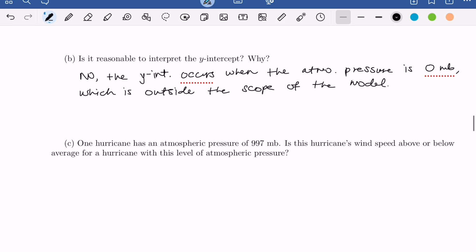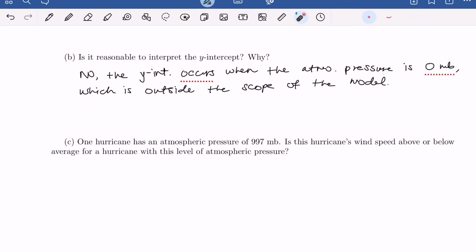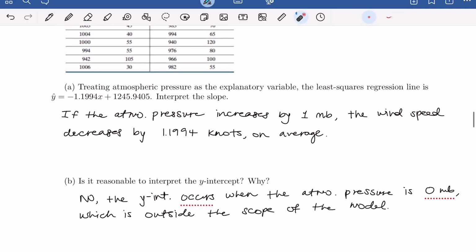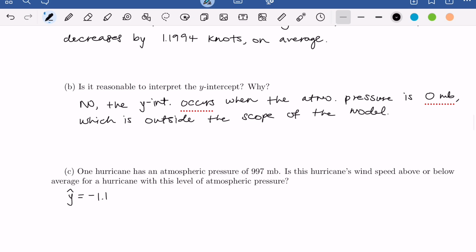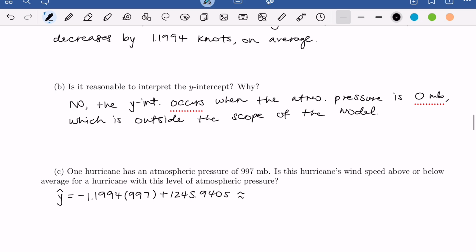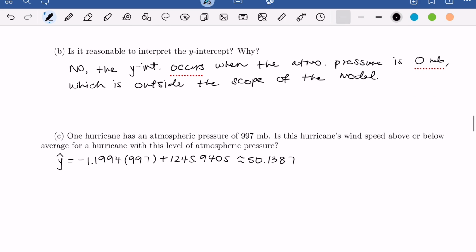All right, and then lastly, for part C, one hurricane has an atmospheric pressure of 997 millibars. Is this hurricane's wind speed above or below average for a hurricane with this level of atmospheric pressure? What we're going to do in this case is find the residual. The first thing we need to do is plug this 997 millibars into our equation given in part A. So we're going to plug 997 into this x value here, and then we are adding this to it. This is part of the equation. Doing so, this is going to be approximately 50.1387.